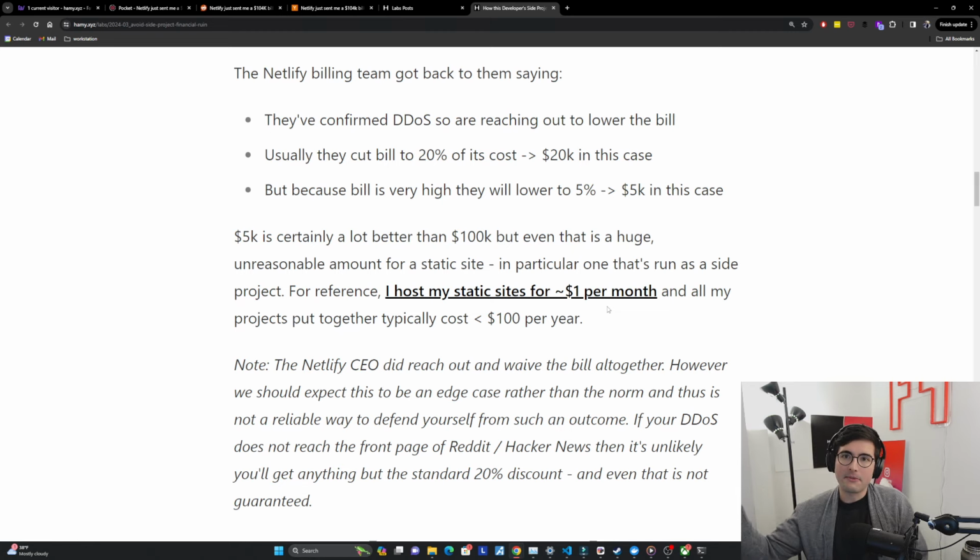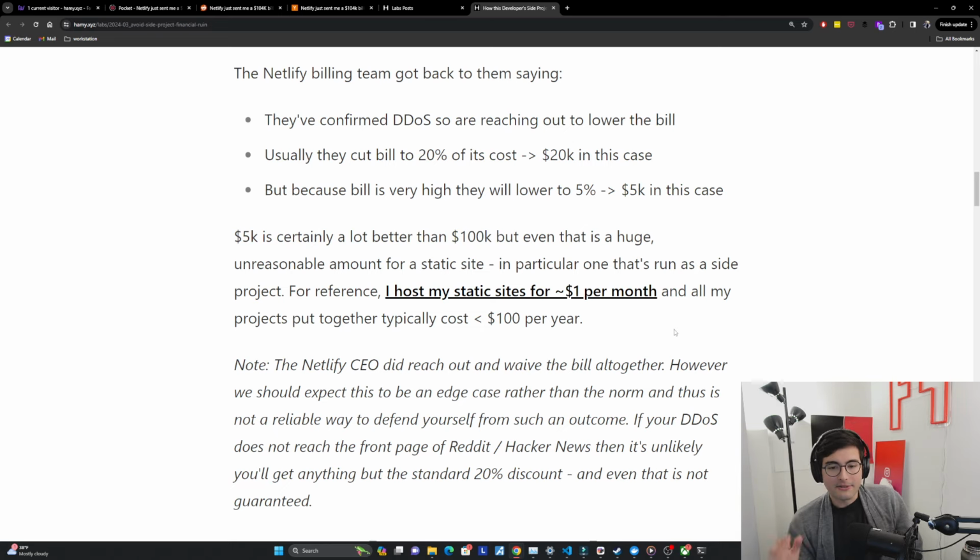And then I have all sorts of other projects, dozens that I'm currently running, that in total cost me about $100 per year, give or take a little bit. And so even $5,000, that's actually quite a lot. I would have to 50x my traffic, my projects, et cetera, to reach that amount of runway. So for a side project like this, 5K is still significant and probably too much.